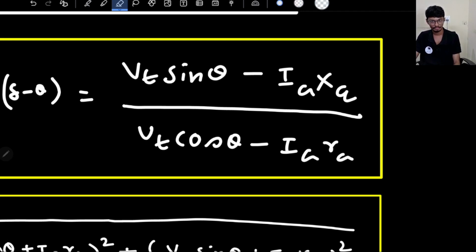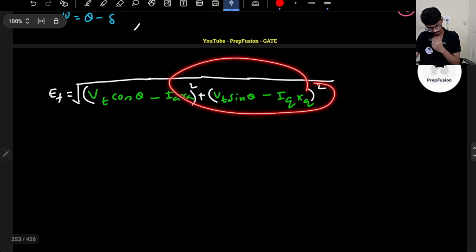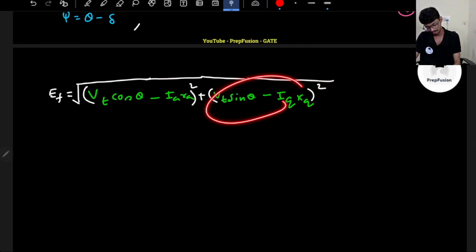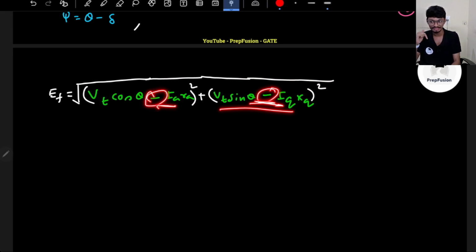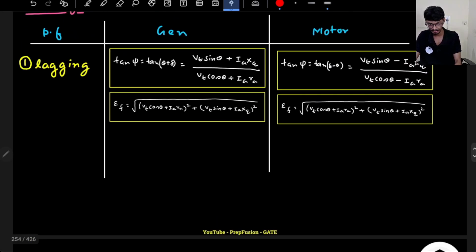Okay, that's it. Here if you see, same thing we have done, just similar to the leading case. In the leading case there was minus here, and here why do I have minus? Because it is a motor, so IA was replaced with minus IA. Or you can remember them separately, that's also totally fine.